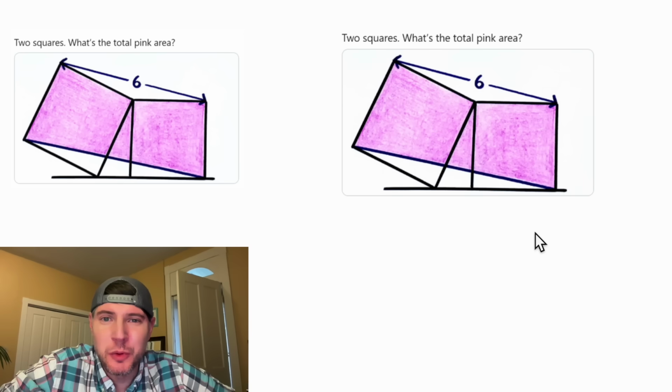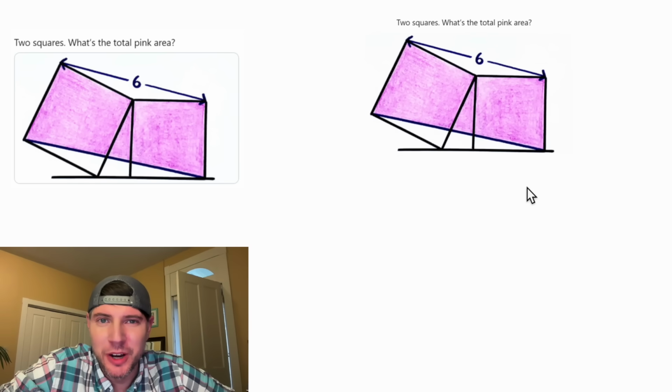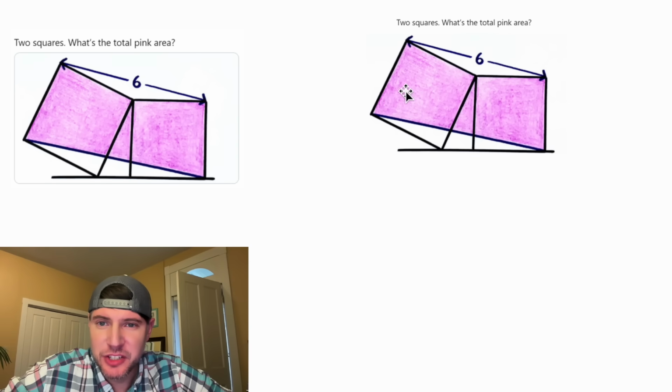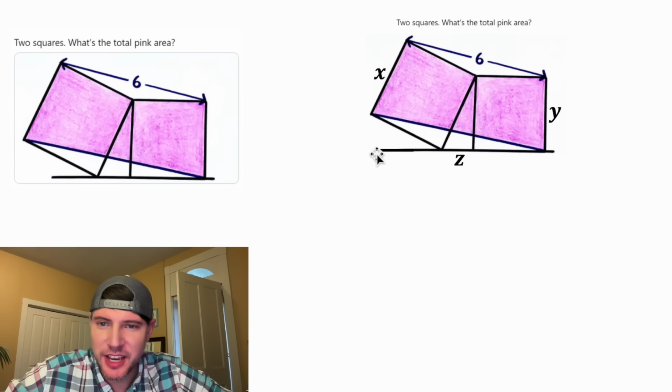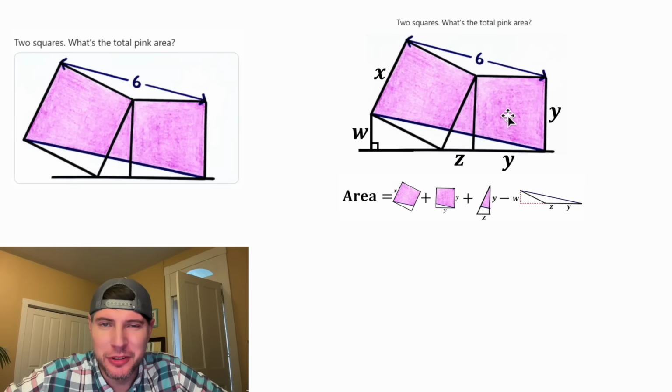And if you want to try this one, pause it right now, because I'm going to solve it in 3, 2, 1. Let's label the side length of this square x and the side length of this square y. I'm going to try to make a formula for this pink area. Let's call this z and then extend this side to here so we can make this right triangle. And let's label the height of this right triangle w. And now we can write a formula for the pink area.